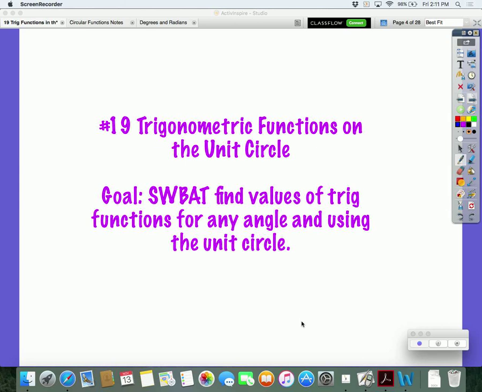So today again we are talking about trigonometric functions on the unit circle. This is lesson 19. The goal, hopefully by the end of the period, is that you'll be able to find values of trig functions for any angle using the unit circle. Okay?